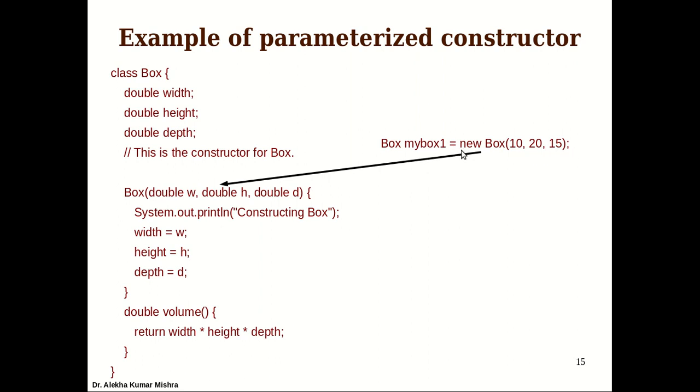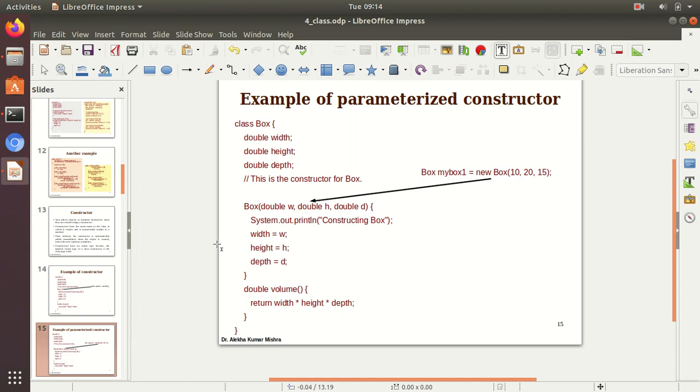So my box one is not only created, with memory allocated by creating this object, but also initialized, with its width, height, and depth values set to 10, 20, and 15 respectively. This is the benefit of using a parameterized constructor. Let's have a demonstration of the default constructor and parameterized constructor.